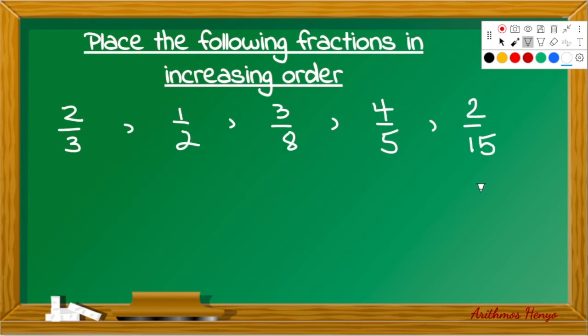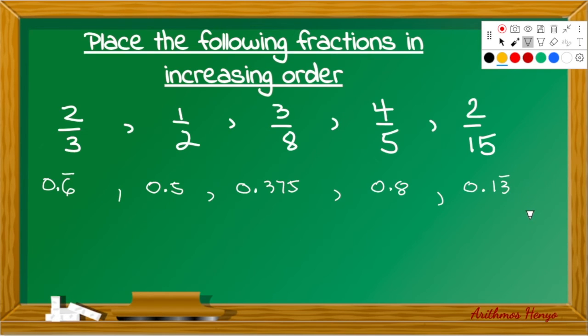Lastly, place the following fractions in increasing order or from least to greatest. To put these fractions in order, it is easier to compare them as decimals. 2/3 is equal to 0.6666. Then use this symbol, indicating that 6 never ends. 1/2 is 0.5. 3/8 is 0.375. 4/5 is 0.8. And 2/15 is 0.1333. Use this symbol because 3 never ends.